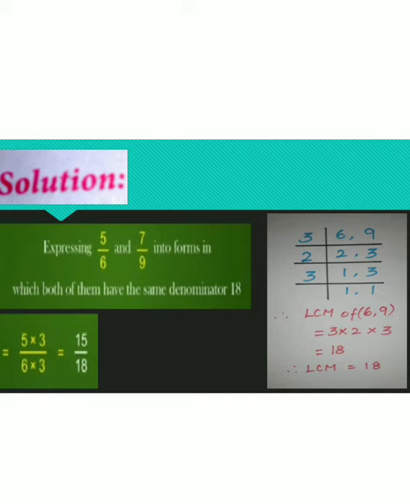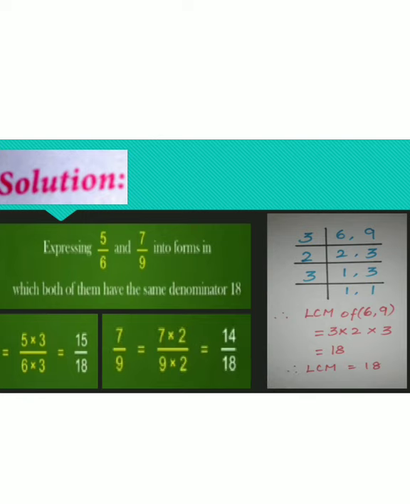First fraction 5 by 6. We are going to make the denominator the common denominator. So 5 by 6. 6 3s are 18. So we are multiplying 3 by the numerator and the denominator. So 5 3s are 15 and 6 3s are 18. So the first fraction is 15 by 18. Then the second fraction 7 by 9. The denominator is 9. How many 9s are 18? 2 9s are 18. So we are going to multiply 2 with the numerator and the denominator. That is 7 2s are 14 and 9 2s are 18. So the fraction is 14 by 18.